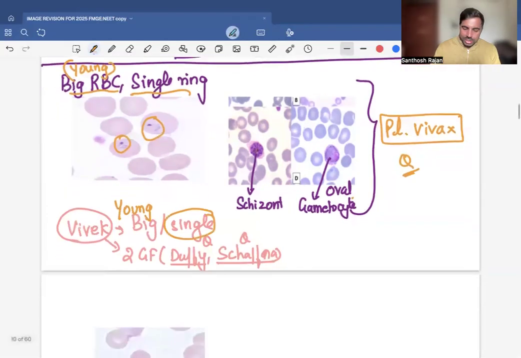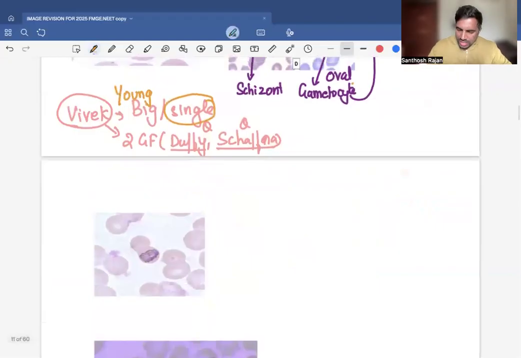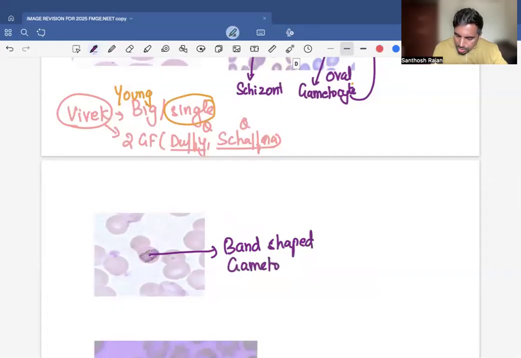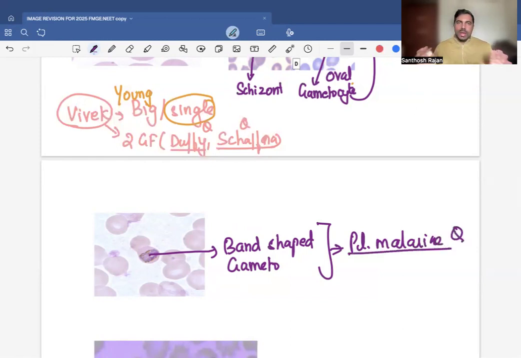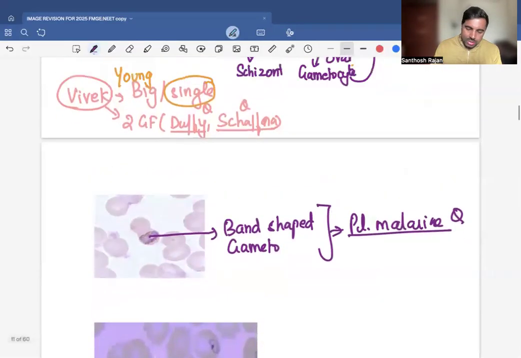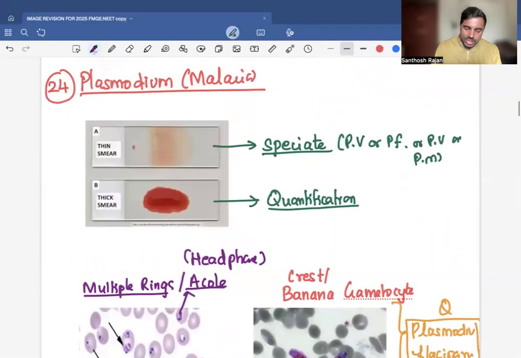Plasmodium, okay? That's it. This is another one which is least asked, but please remember: inside the RBC, you see a band-shaped gametocyte. When you see a band-shaped gametocyte, you simply remember Plasmodium malariae. Malaria band, Mala's band. That's it. Simple. Very less asked, but you never know. So that's what I explained.